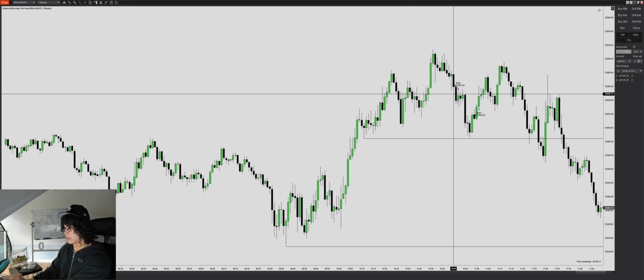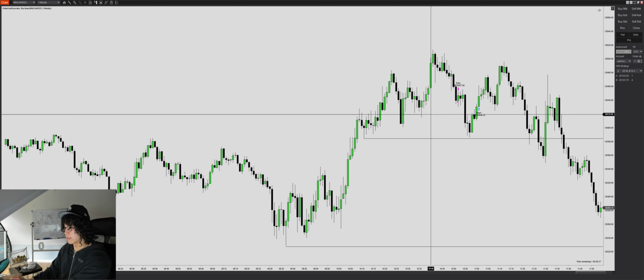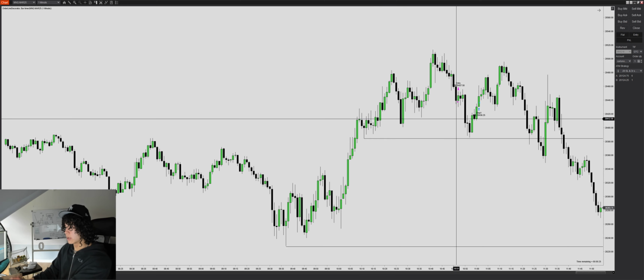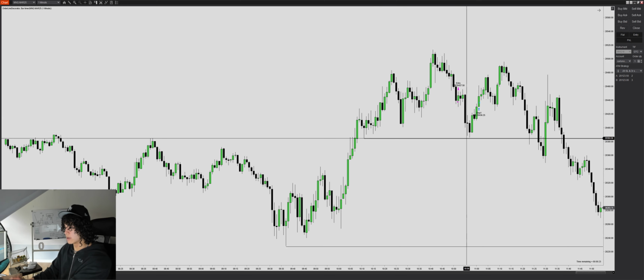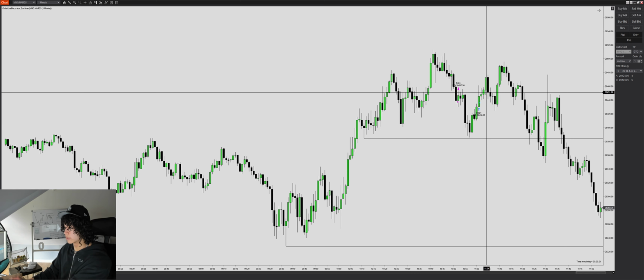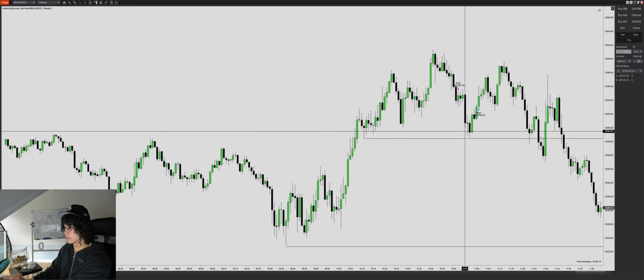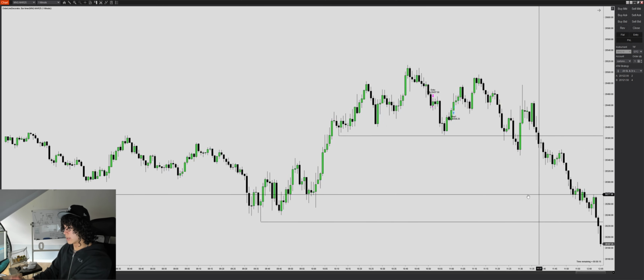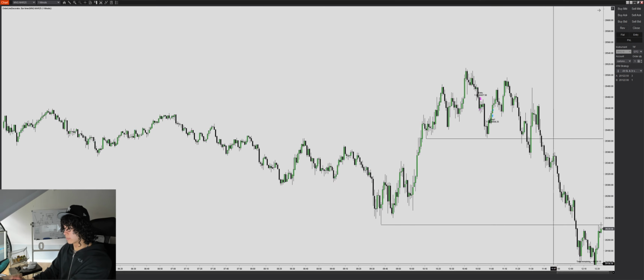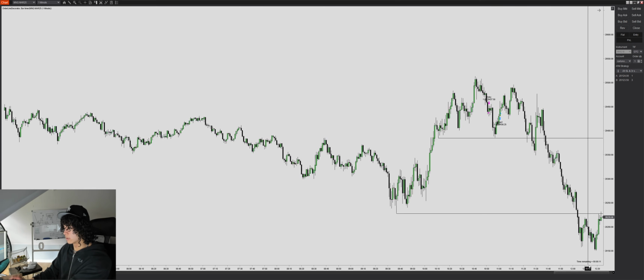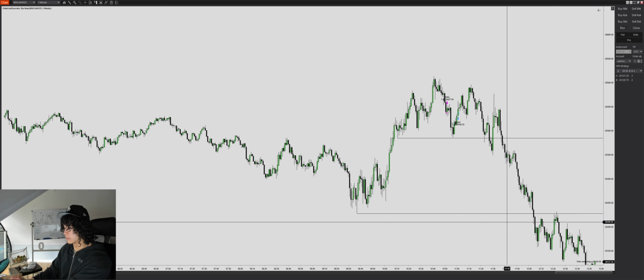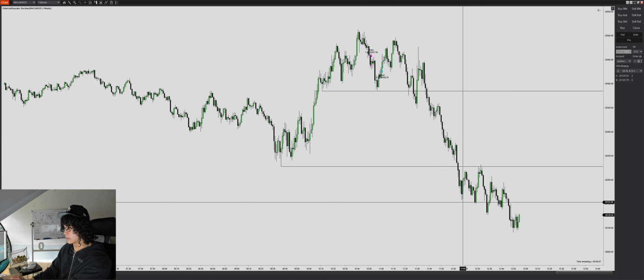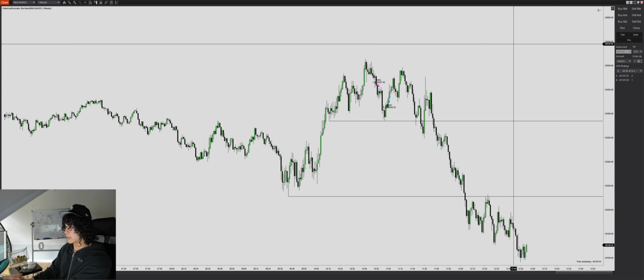So entry was around this area. Stop loss was at this candle's high. Take profit was this swing low. You can see how price came down, never really took it, reversed into premium, retraced into premium, and then continued the downside, and then you can see how it just runs the lows, and we're pretty much just around this area. But that's the execution.